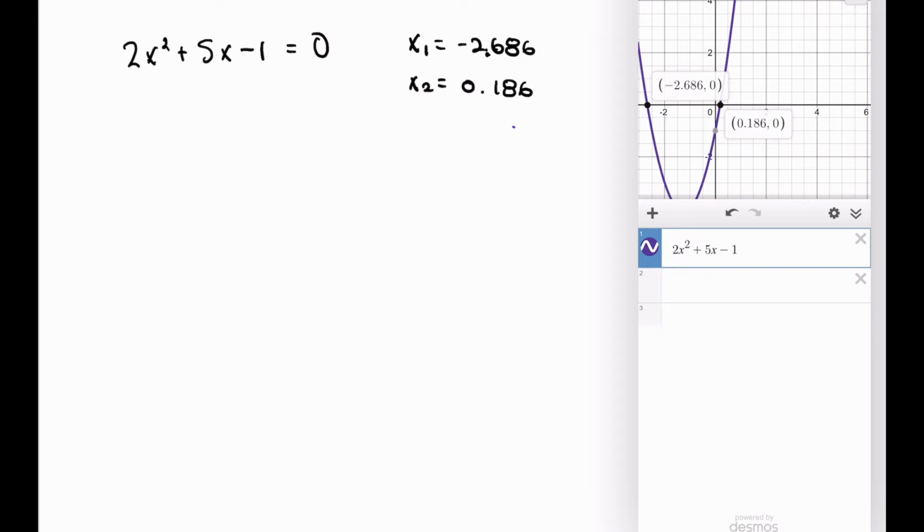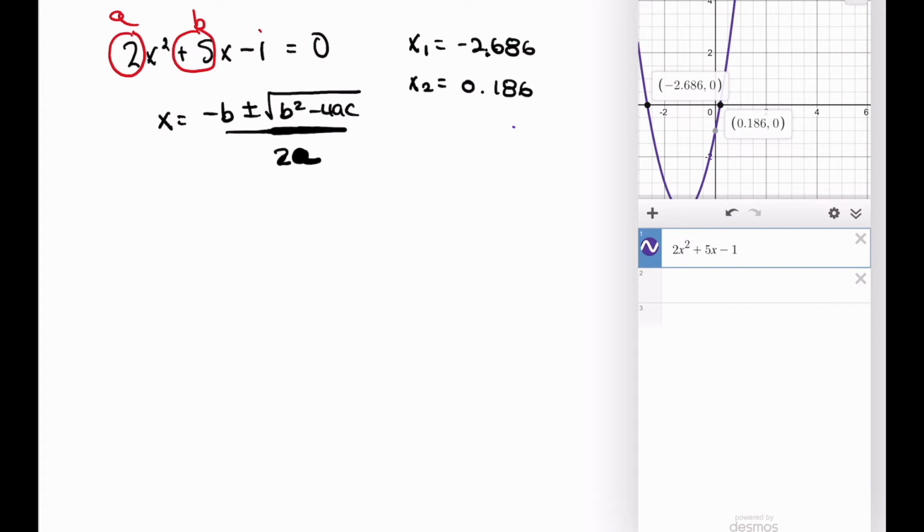So I'm going to teach you a little song. X equals negative b plus and minus square root b squared minus 4ac all over 2a. But what are these ABCs? The first number is a, the second number, including the sign, is b, and then c is the last number. It has to be in descending order.